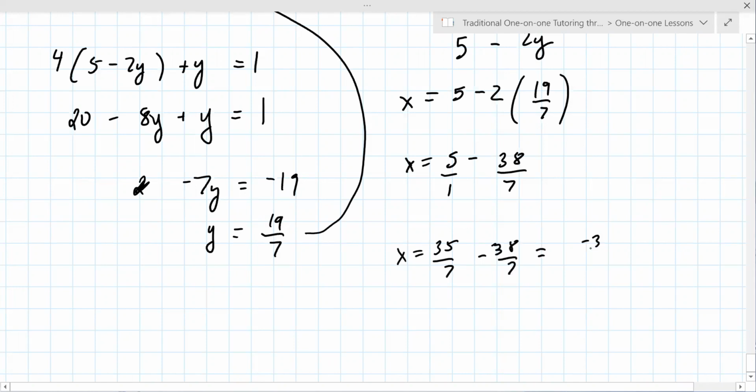I don't like this because it's like fractions. It's gross, it's nasty, but that's what it is.